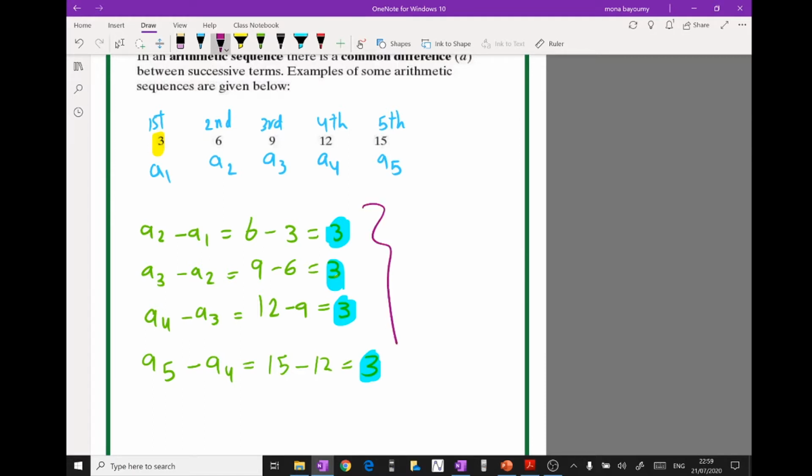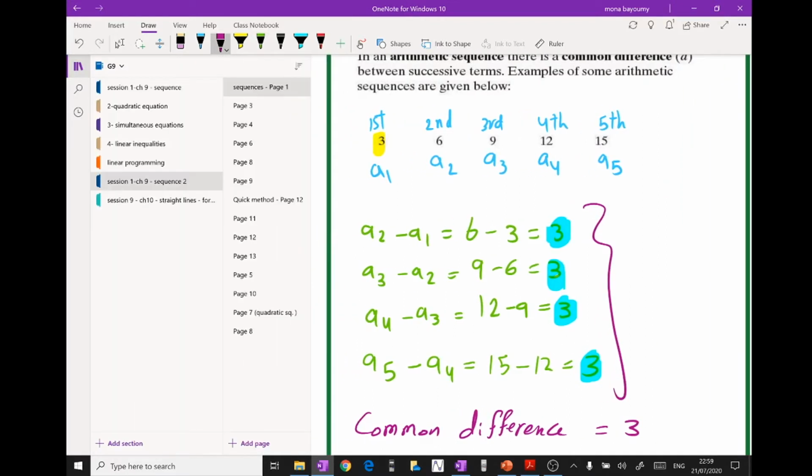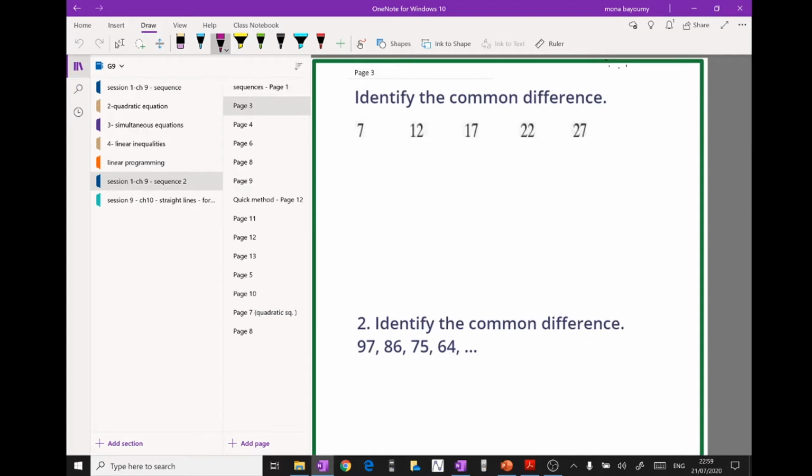So 3 is the common difference. This is the first common difference. If the difference between any two successive terms is common, this sequence will be a linear sequence. Now, identify the common difference.